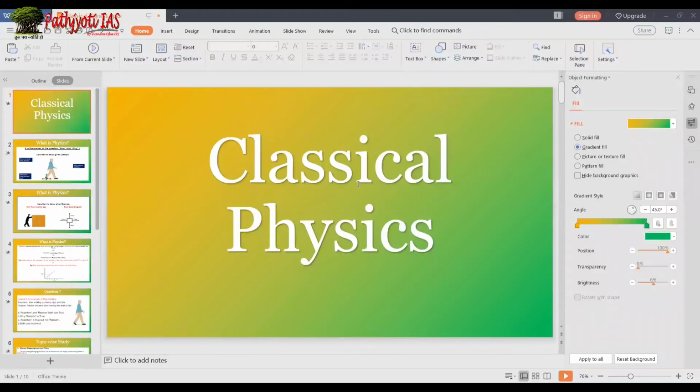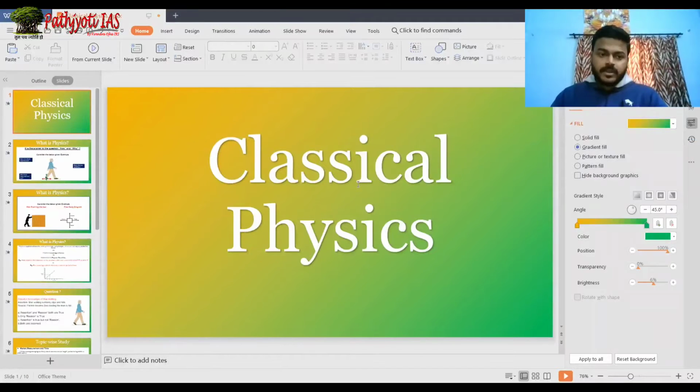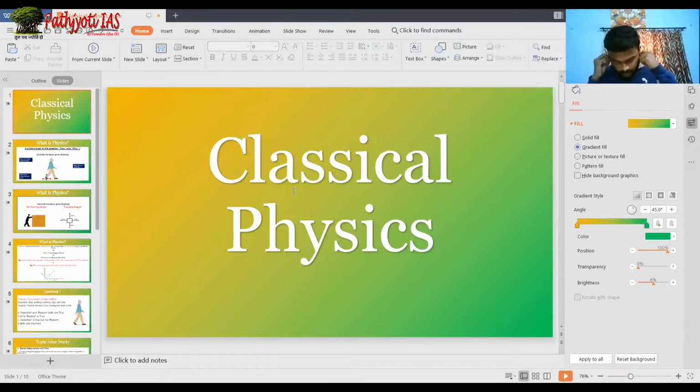Classical physics. And my friend Arun Asthana, who has already taken one of the classes for modern physics, will be covering the modern physics section, and I'll be covering the classical physics, or as we say it, Newtonian physics. Okay.